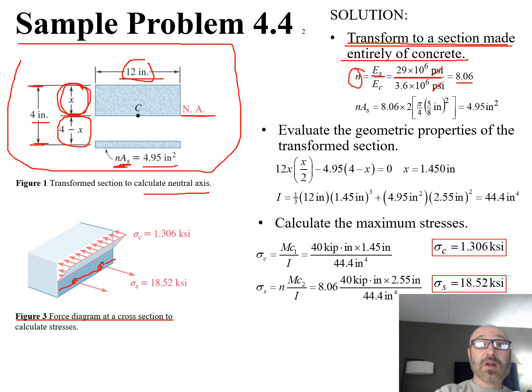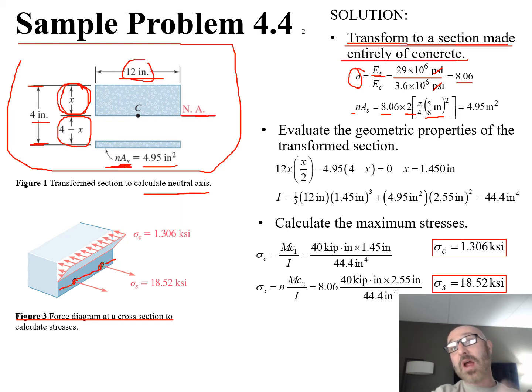So then down here, to get this value, our n times our area, this is going to be our n value that we just solved for, the 8.06, times our area of the steel. So now there's 2 of them, which is 2 times the area, and that's our 2 right there because there's 2 steel rods. Our diameter of this is equal to 5/8, so it's going to be 1/4 pi d squared for that.